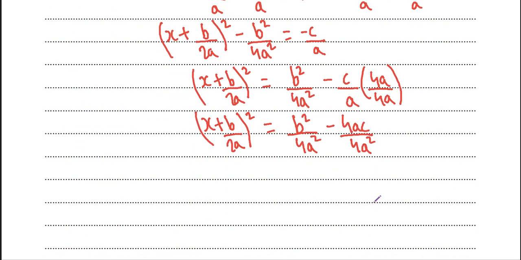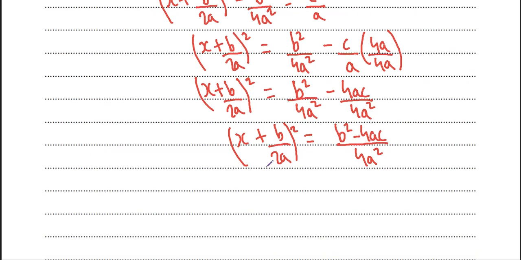Well, you can simplify this now because you have 4a squared in the denominator on both sides. So you get x plus b over 2a all squared is equal to b squared minus 4ac all divided by 4a squared. Now I take the square root on both sides. So you get x plus b over 2a is equal to plus or minus, then you have the square root of b squared minus 4ac over here, and then you have the square root of 4a squared, which is just the square root of 4 times the square root of a squared, which is just 2a.